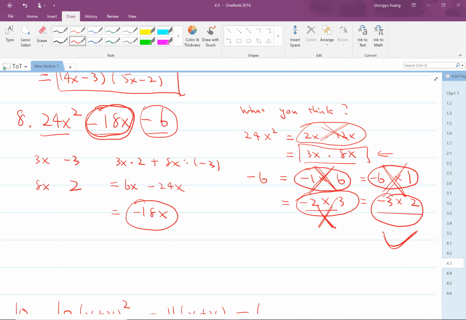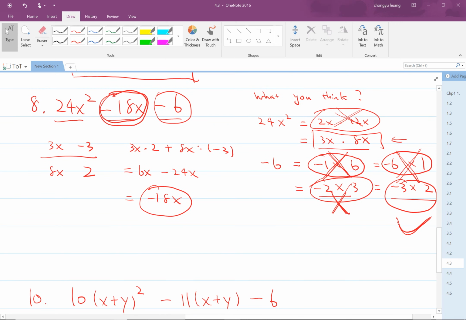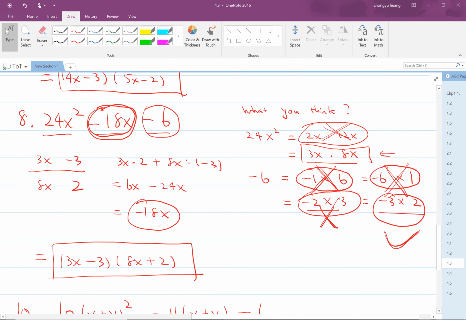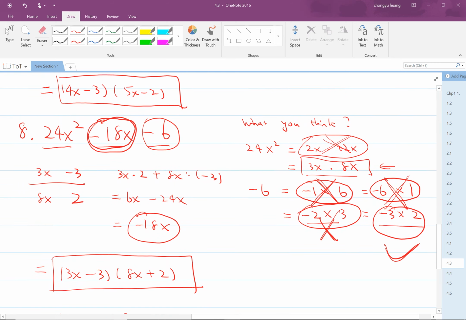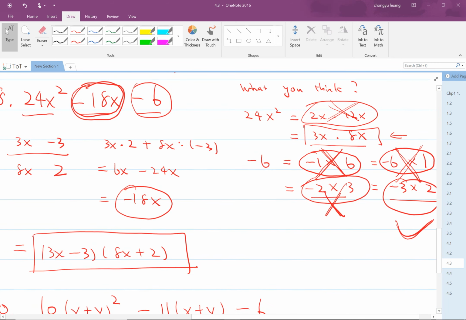So you put a line between it, and then the final answer will be 3x minus 3, and then 8x plus 2. Okay, this is going to be the solution. So the final answer will be 3x minus 3, and then 8x plus 2. This is for question 8.